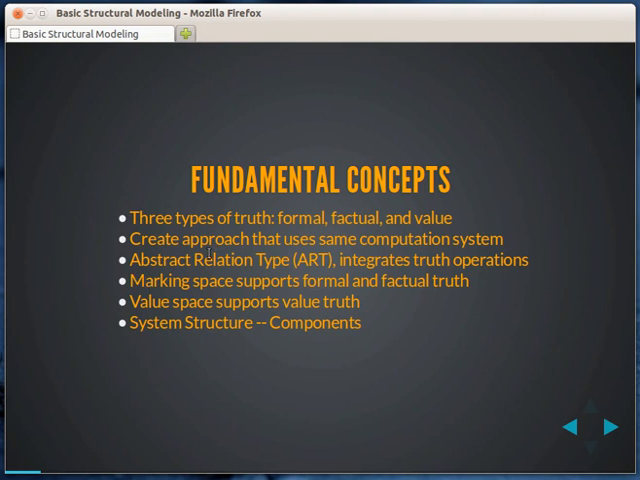The abstract relation type has three basic spaces: a marking space, a value space, and an outcome space. The marking space supports the formal and factual truth representations, and the value space supports the value truth. And of course, it's based on the system structure and the arrangement of the components of the system.